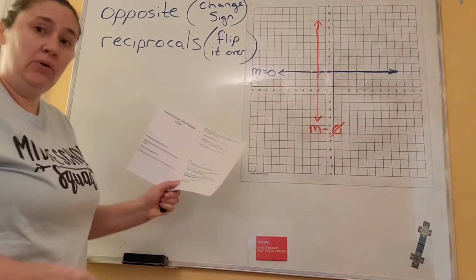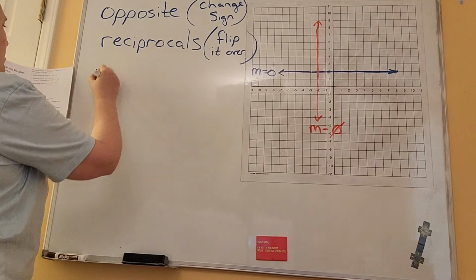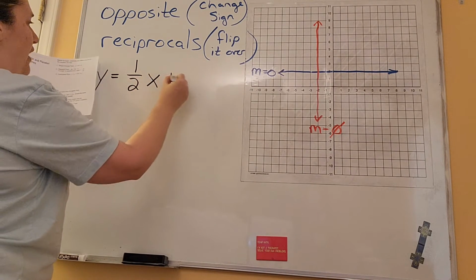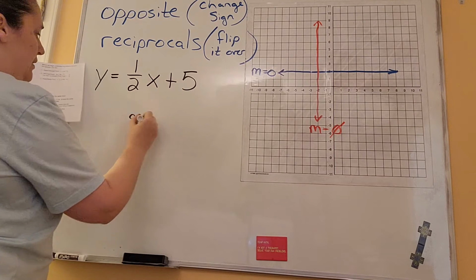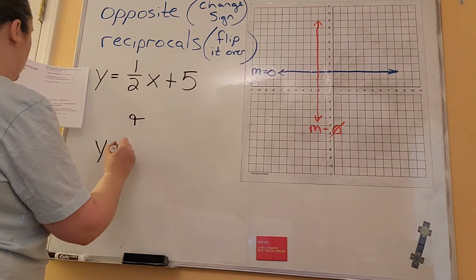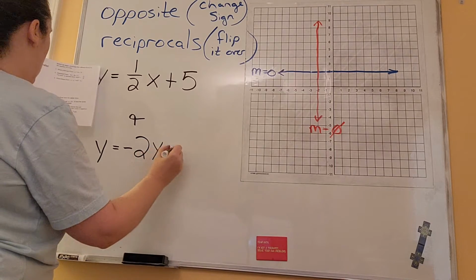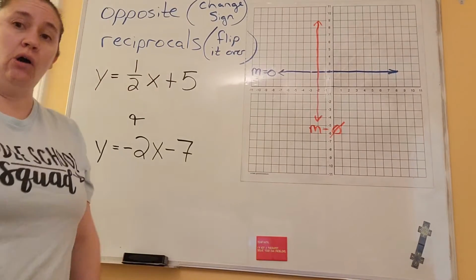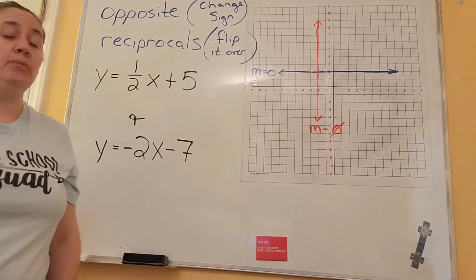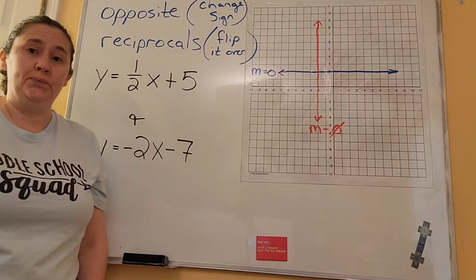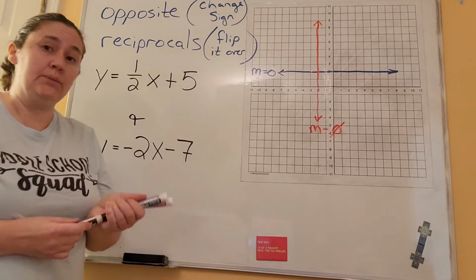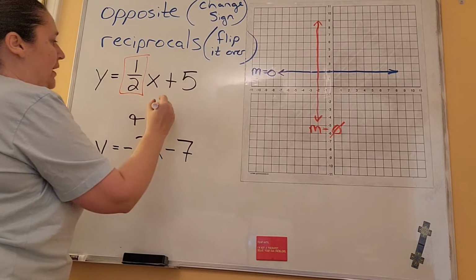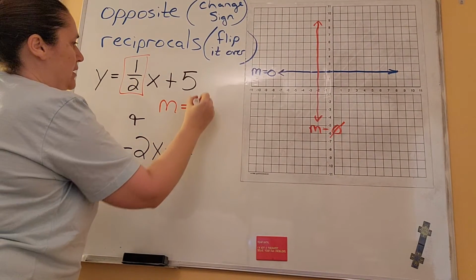There is an example in your notes that says y equals 1/2 x plus 5 and y equals negative 2x minus 7. We're going to find out if these two lines are perpendicular. If they are perpendicular, then their slopes will be opposite reciprocals. The slope for this first line is 1/2. m equals 1/2.